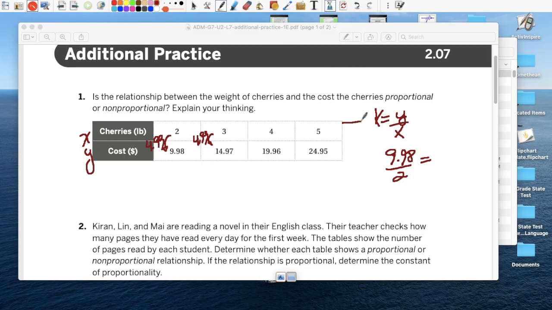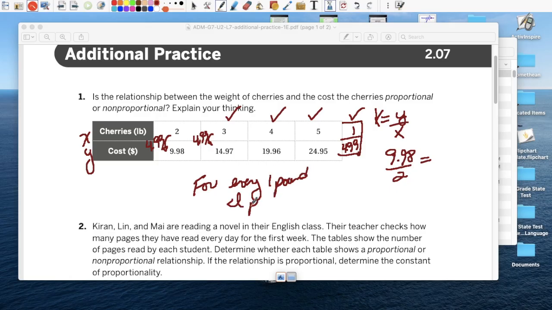So let me add a column here. What if I had just 1 pound of cherry? It would be 4.99, right? So is it proportional? Well, I just multiply. Yes, this is right, that's right, and that's right. So for every 1 pound, here's my unit rate. For every 1 pound, I pay $4.99. Okay, the constant of proportionality is $4.99. And what does that represent? It represents the cost per pound.